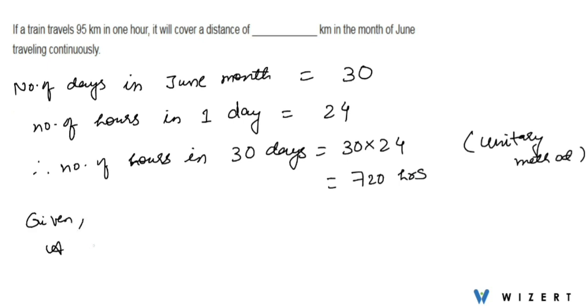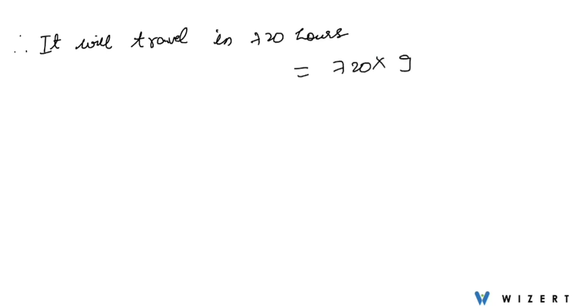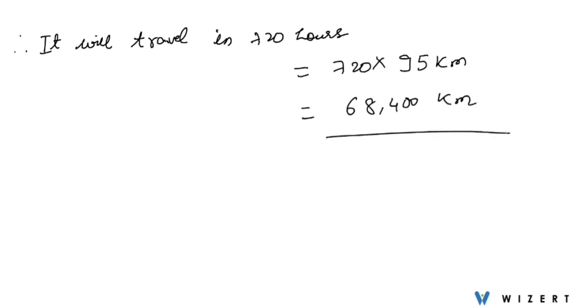It is given that a train travels 95 km in 1 hour, and we have to find how much distance it will travel in the month of June, or you can say in 720 hours. So we again will use the unitary method, and we can write it will travel in 720 hours the distance of 720 multiplied by the 1 hour distance, that is 95 km. This multiplication will give 68,400 km. So this is the answer.